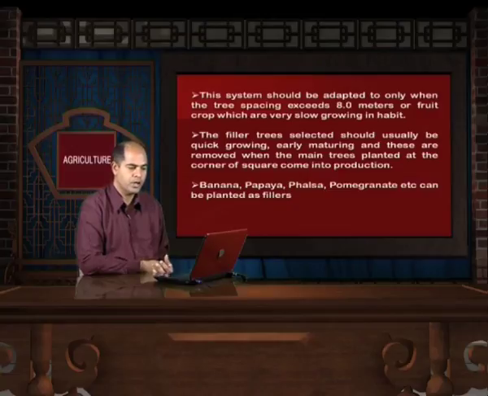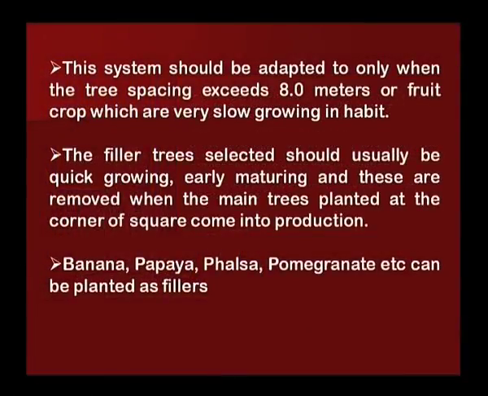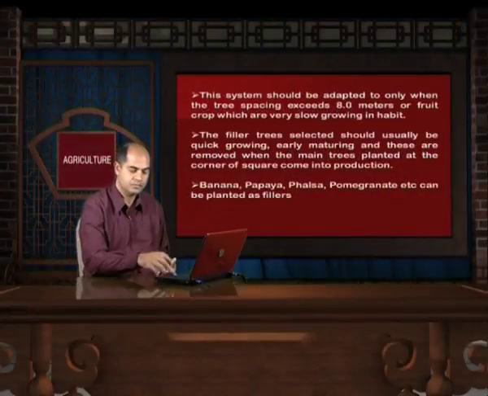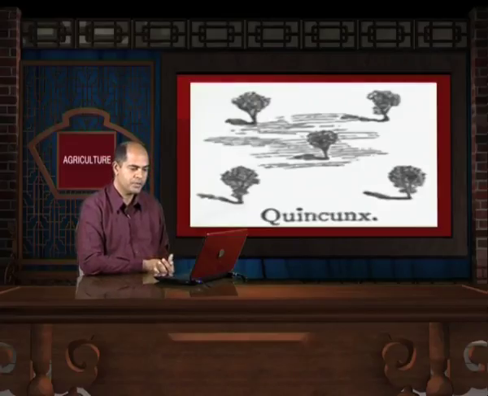This system should be adopted only when the tree spacing exceeds 8 meters or for fruit crops which are very slow growing in habit. The filler trees selected should usually be quick growing and early maturing, and these are removed when the main trees planted at the corner of a square come into production. Banana, papaya, falsa, pomegranate, etc. can be planted as fillers. This picture shows the quincunx system, and you can clearly see the fifth plant in the center of a square.